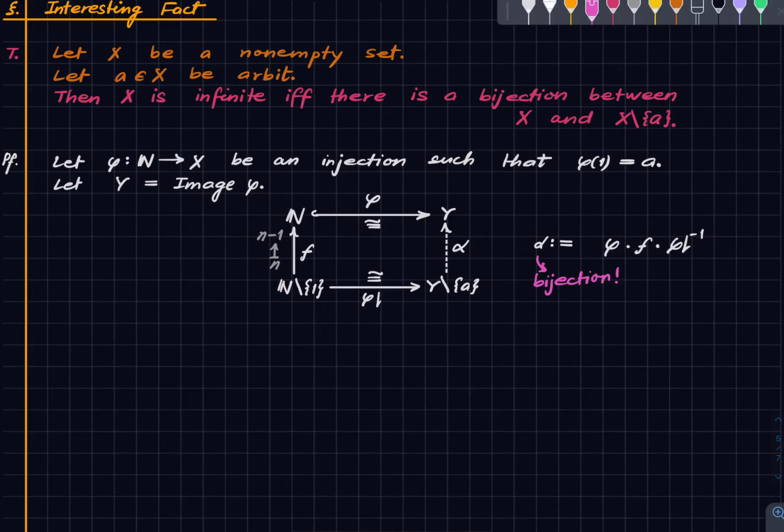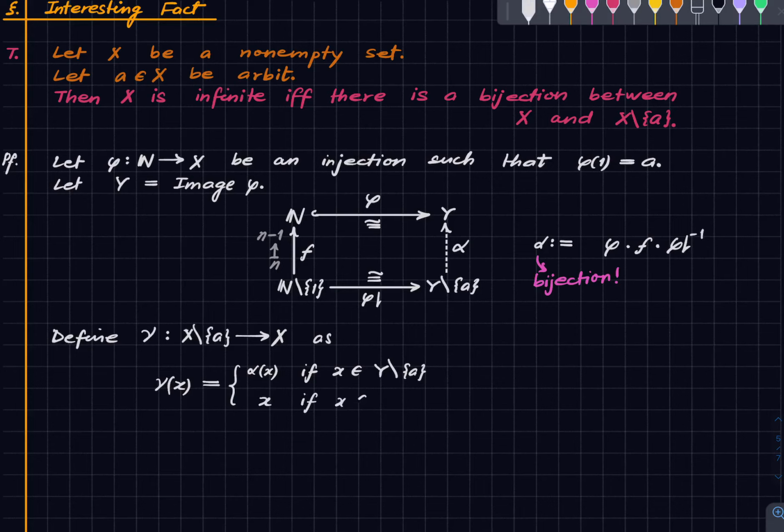And now finally define a map gamma, let's say, from the punctured thing to X. You can easily guess. Gamma of x is alpha x if x is in y minus a, and it doesn't do anything if x is outside y minus a.